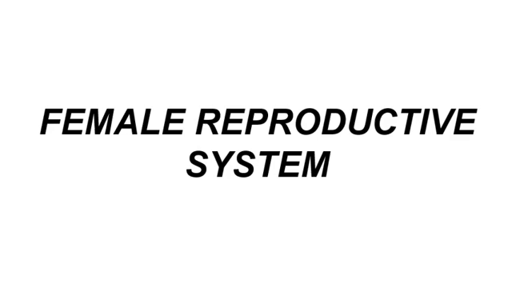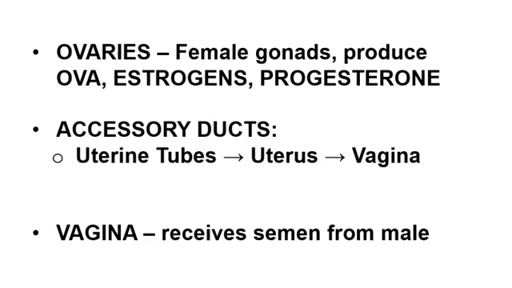Here we will discuss the anatomy as well as the functions of selected structures of the female reproductive system. And we'll begin with a brief overview. First we'll examine the ovaries, which are the female gonads that produce the ova, which are the eggs. They also produce hormones like estrogens, such as estradiol, and progesterone.